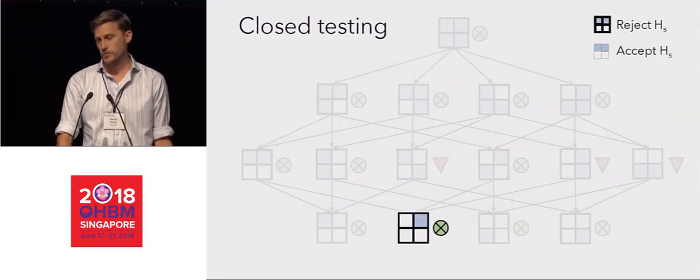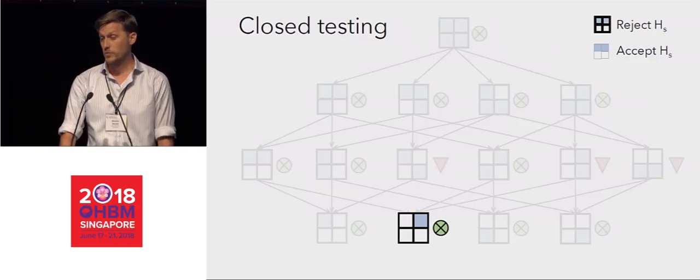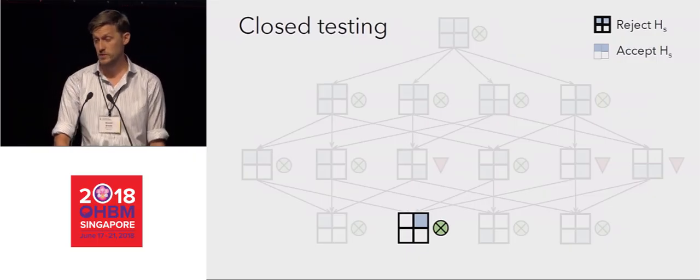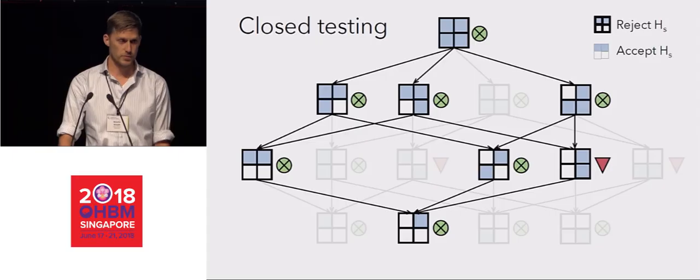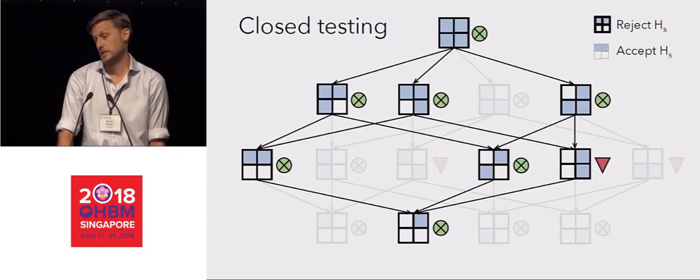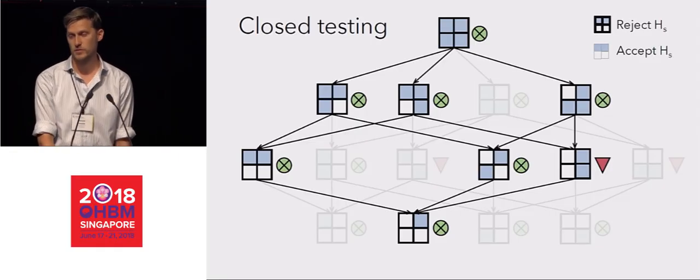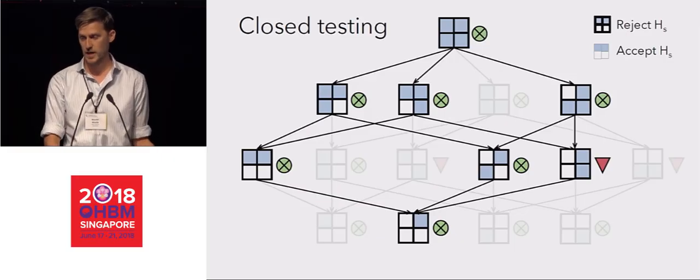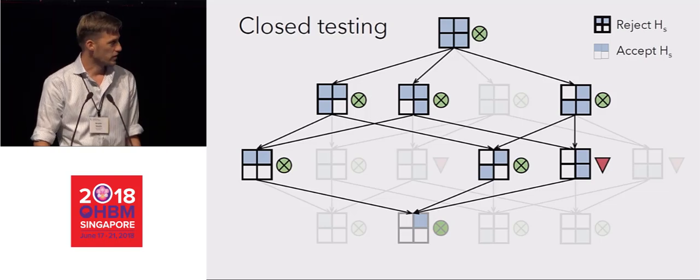We can do that also for another cluster, for example, the cluster with only voxel 2 in it. The local test is rejected, but now we look at all the supersets, and we see that one superset is not rejected by the local test, so therefore we cannot reject the hypothesis for this cluster, and therefore we have to accept the null hypothesis for this one.